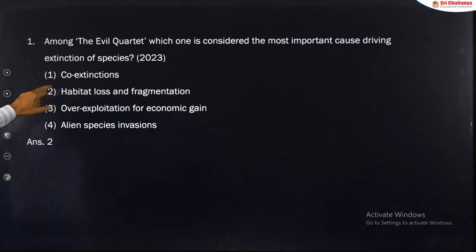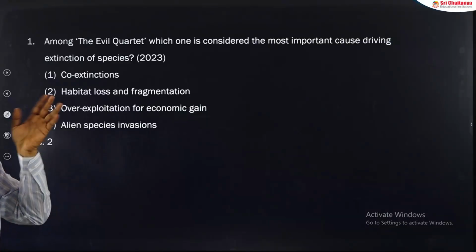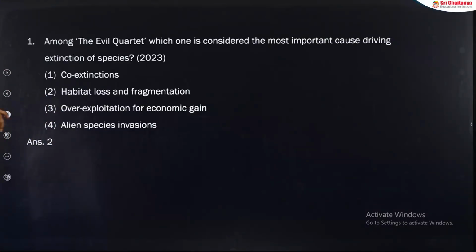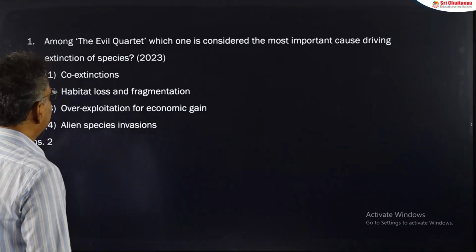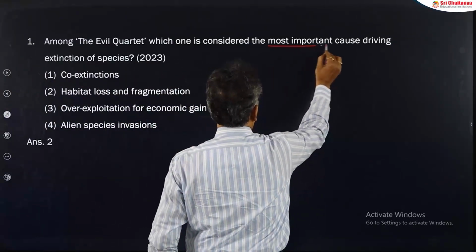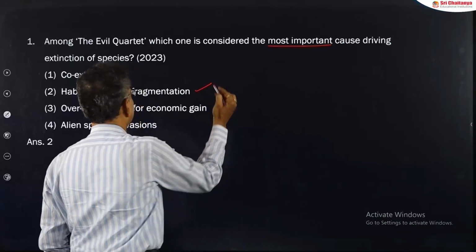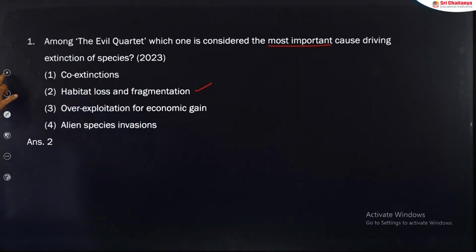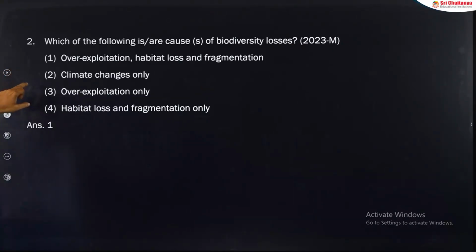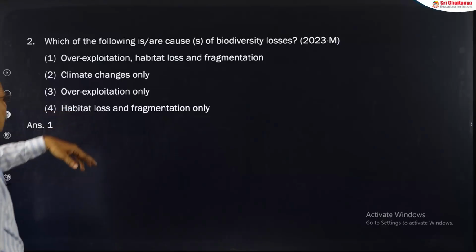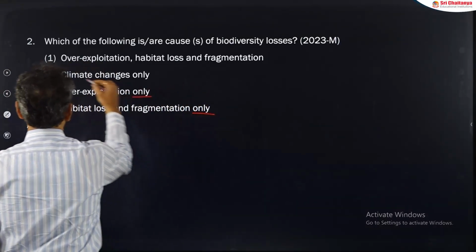Now we are going to 2023. Observe the words Evil Quartet. Among the Evil Quartet, they are not giving all 4, only some of them. Habitat loss and fragmentation is considered the most important cause. Observe the words most important. The most important will obviously be habitat loss and fragmentation only. Thereby the answer is the second one, though the remaining also contribute. In the 2023 Manipur examination, in the same area they asked how climate change does not apply, so naturally the answer will be this.